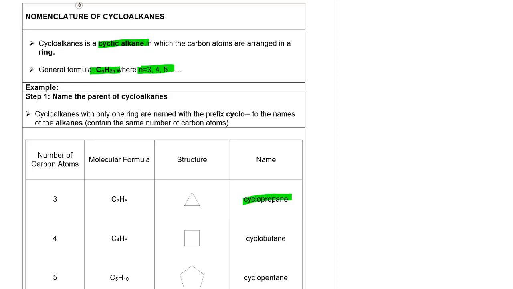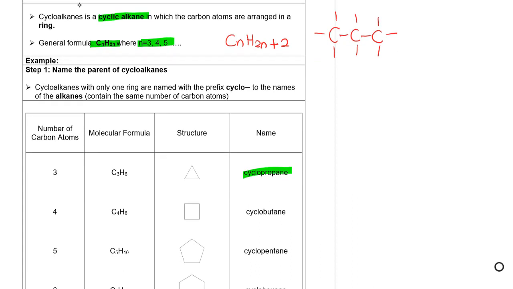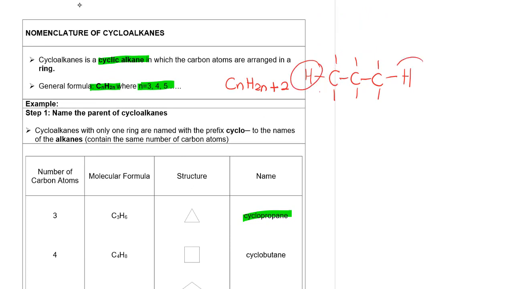Okay, if we compare cycloalkane with the non-cyclic alkane, the general molecular formula is CnH2n+2. For example, if I have propane, what will happen? These two carbons will lose the hydrogen. We lose this hydrogen and this hydrogen, so this carbon will be connected to that carbon, forming cycloalkane. So that's why when you form a cyclic compound, the number of hydrogens will be fewer compared to the straight chain.